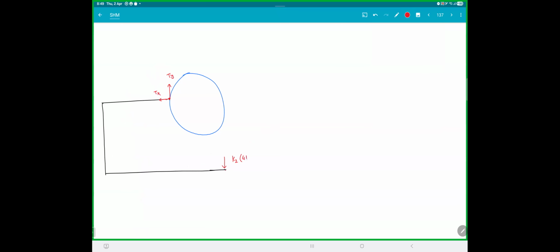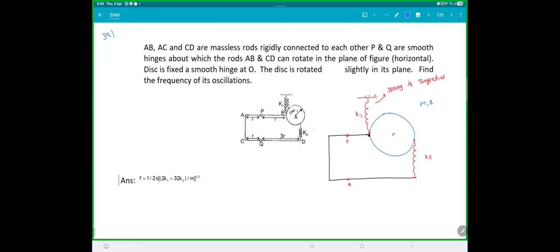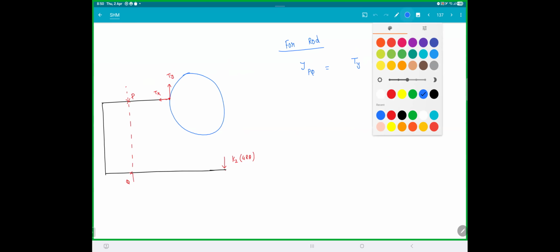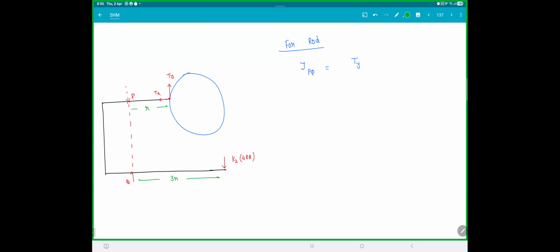Now for the rod, if you take torque about the PQ line, we have Ty, and what was this distance? This distance was r. This distance was 3r. So that will be Ty into r minus K2 into 4r theta plus the spring term. Right? This will be the torque.